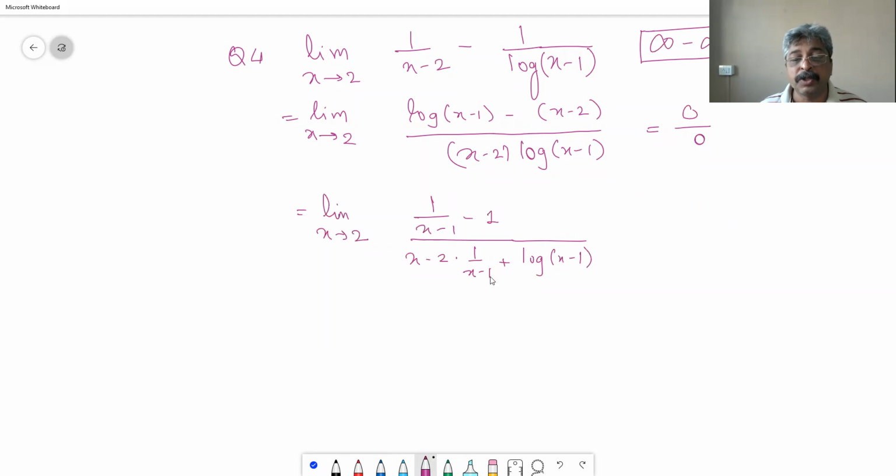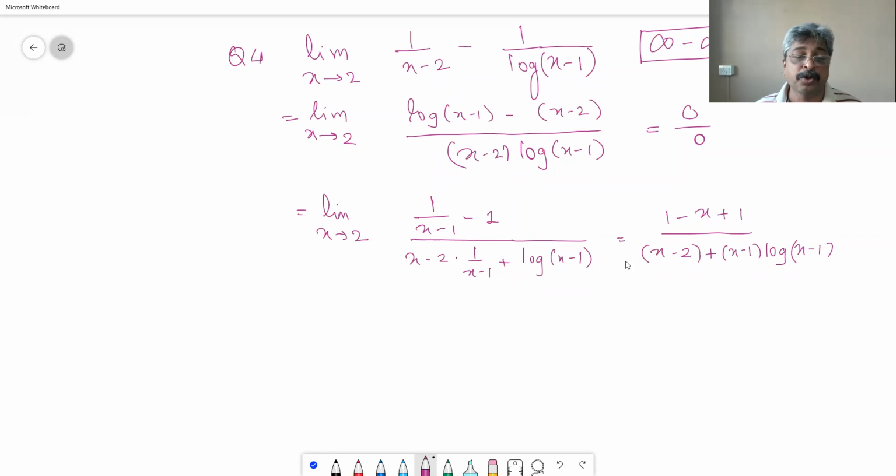So what do you get out of this? If you substitute 2, this is 1 minus 1, again 0. So let us simplify a bit. 1 minus x plus 1, correct? Therefore, this is divided by x minus 1. This is 2 upon x minus 1. So (x minus 2) plus (x minus 1) log x minus 1.